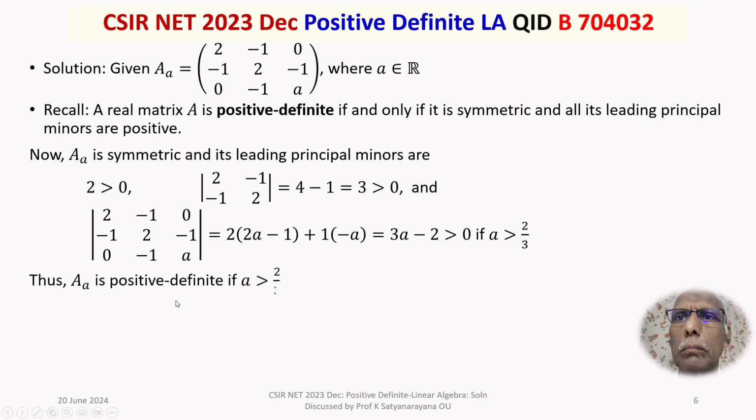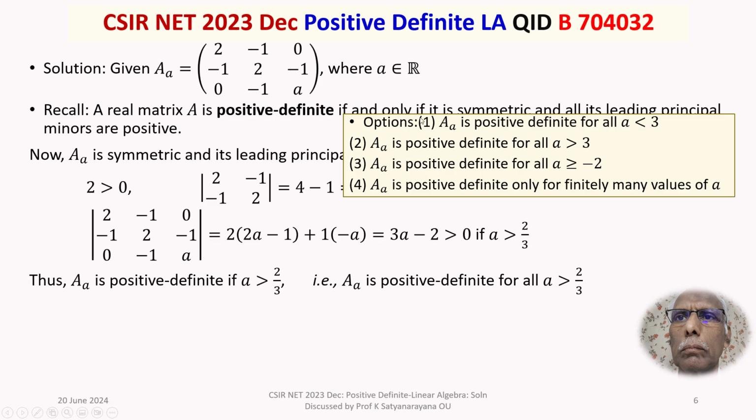So A sub A is positive definite if A is greater than 2 by 3. That is, A sub A is positive definite for all real numbers A greater than 2 by 3, and that means A belongs to the open interval 2 by 3 to infinity. And if you take a value of A less than 2 by 3, then it is not positive definite. Now let's look at our options.